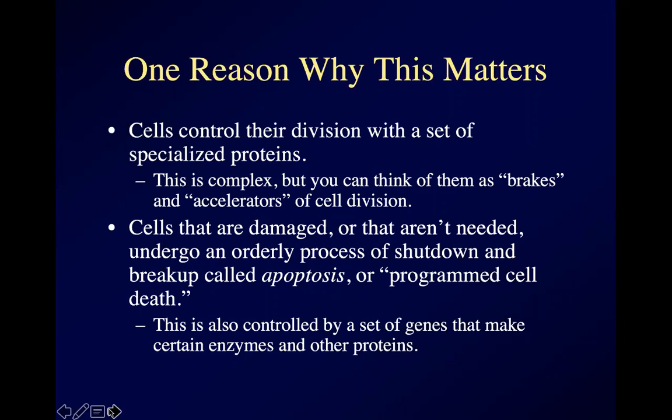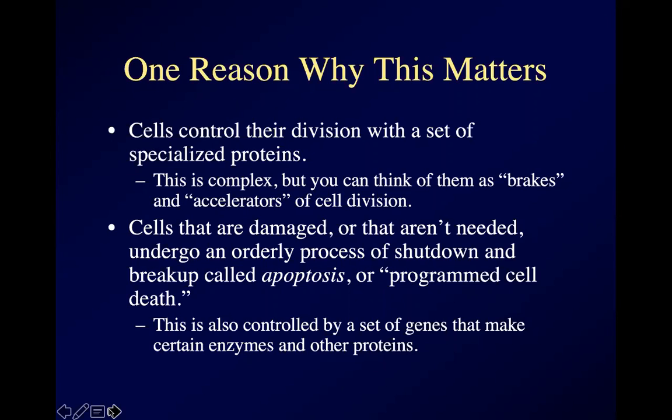There's a second process that's also regulated by a set of genes. When cells are damaged, or in some cases when they're no longer needed, they undergo a very orderly process of turning on the lights, mopping up the bar, and putting the bar stools on the tables, shutting down, and ultimately breaking up into tiny little blobs. It's called apoptosis. It's also sometimes called programmed cell death.